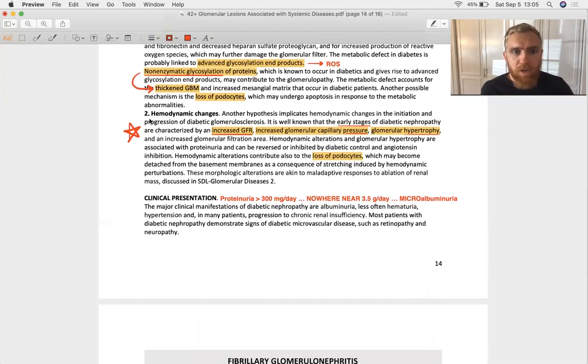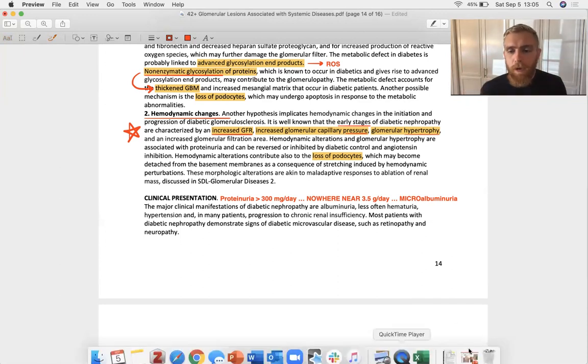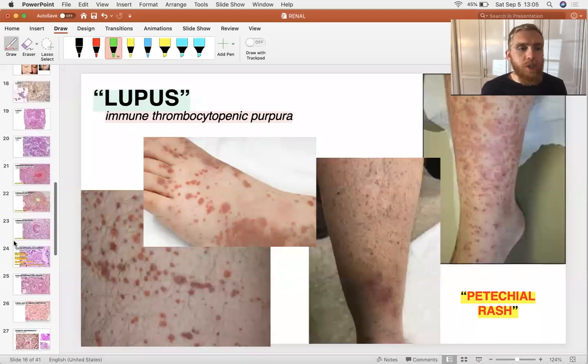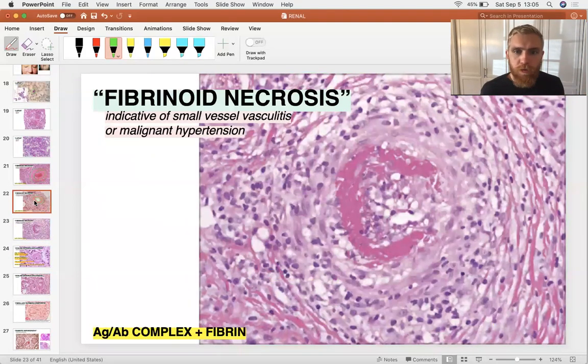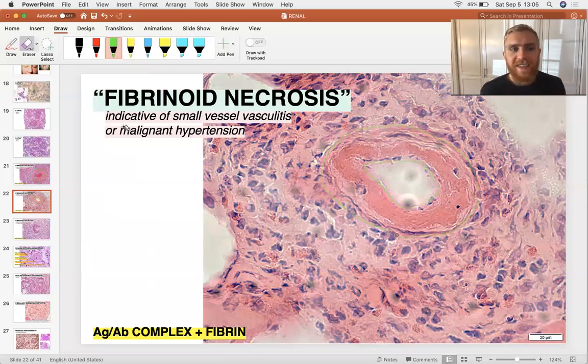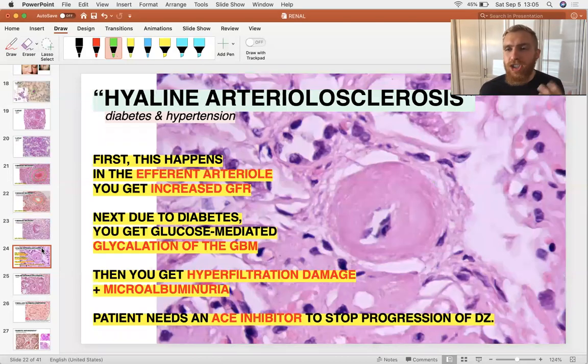So where I want to go next with this is this section called hemodynamic changes. We just said capillaries get damaged, they swell up. You're going to see hyaline arteriolosclerosis. And this is the classic picture of it. It looks kind of similar to fibrinoid necrosis, but it doesn't stain as deeply pink. It's more of a blush pink or a baby pink. And this hyaline arteriolosclerosis is, again, owing to glycolation of proteins.